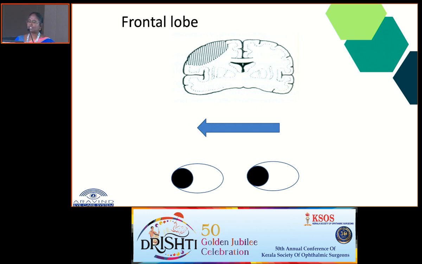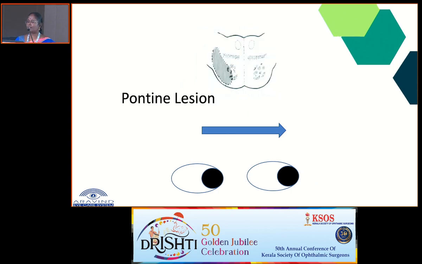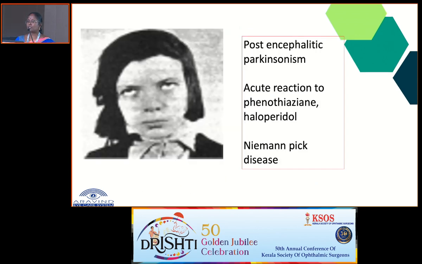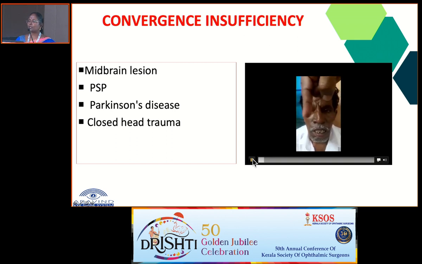When it is to the same side, it is in the frontal lobe. If it is for seizures, it is to the opposite side. Pontine lesion, it is to the opposite side. Vertical deviation you tend to see in post-encephalitic Parkinsonism. You call that an oculogyric crisis. Convergence insufficiency you see usually in Parkinsonism as well as progressive supranuclear palsy.